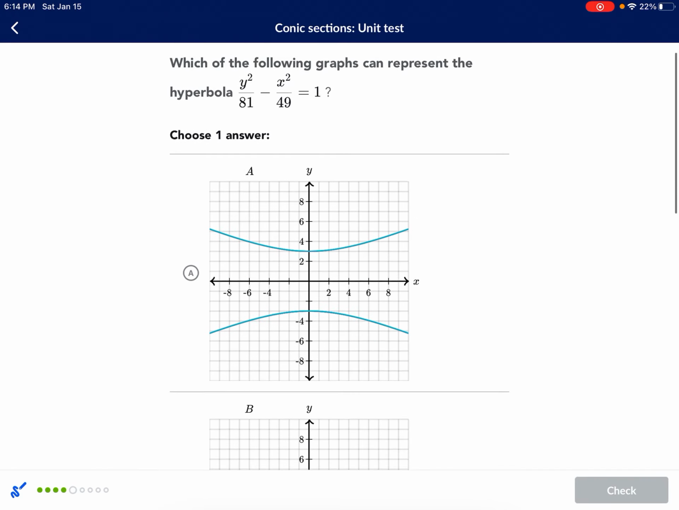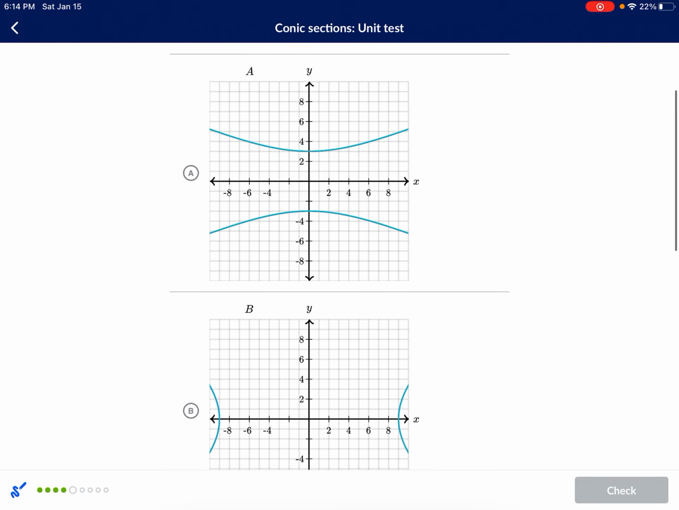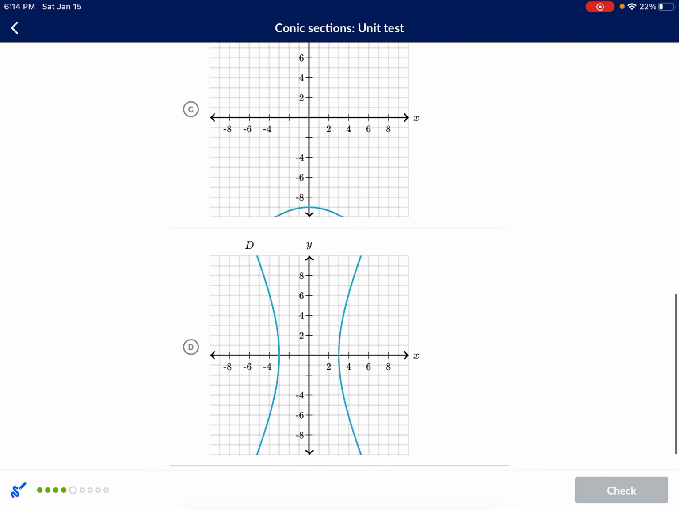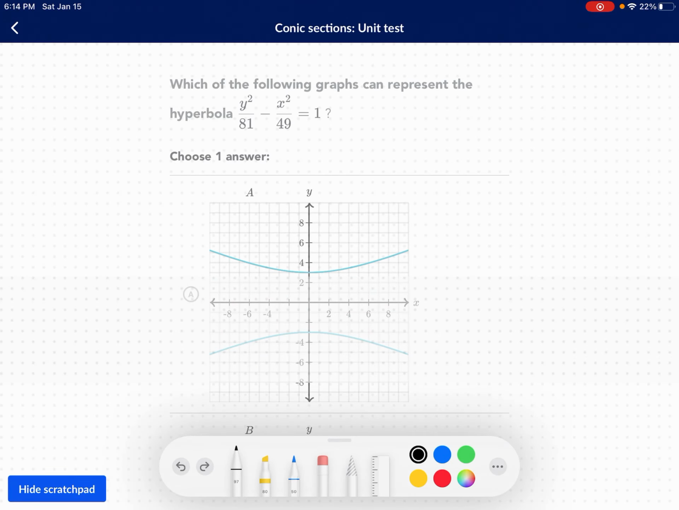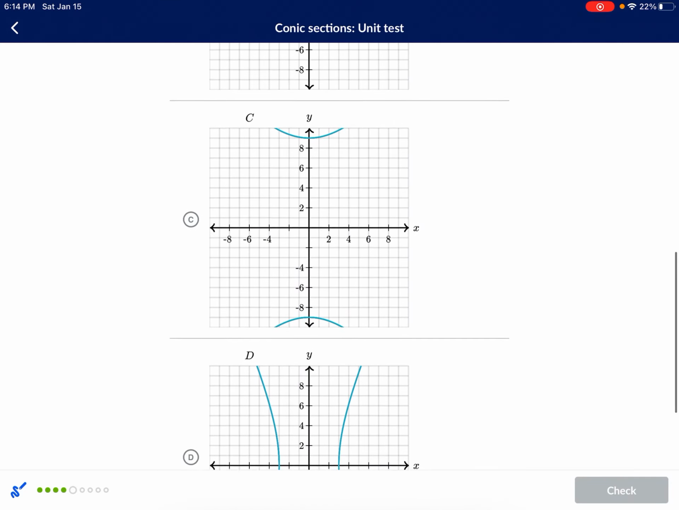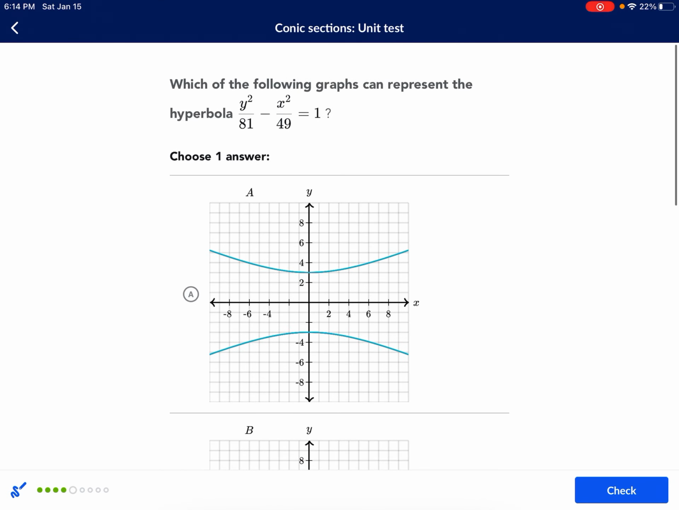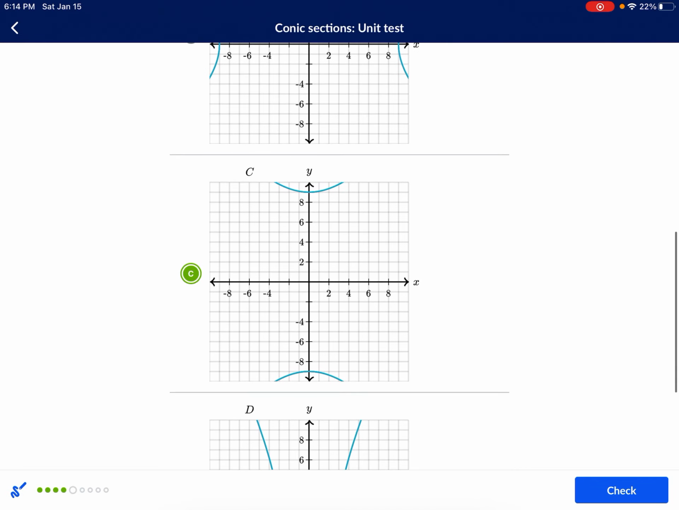Nice. Which of the following can represent the hyperbola? y squared over 81 minus x squared over 49 equals 1. So it should point to the top and bottom. So it's not B or D because they're pointing to the left and right, because I see that from that term there. And if x was equal to 0, y squared would equal 81, so y would equal plus or minus 9. So it would not be this one. It would have to be that one because it has to point to the top and bottom, and when x equals 0, y must equal 9 or -9.